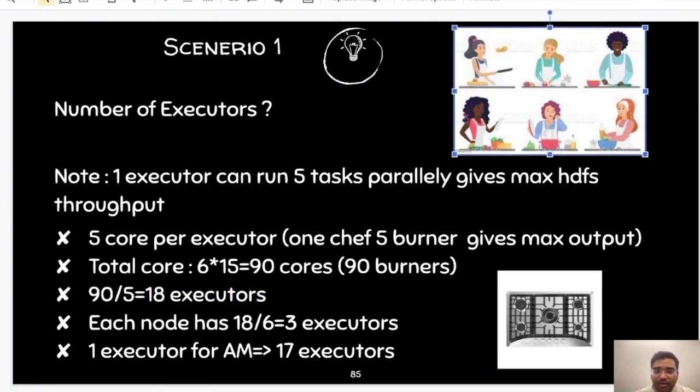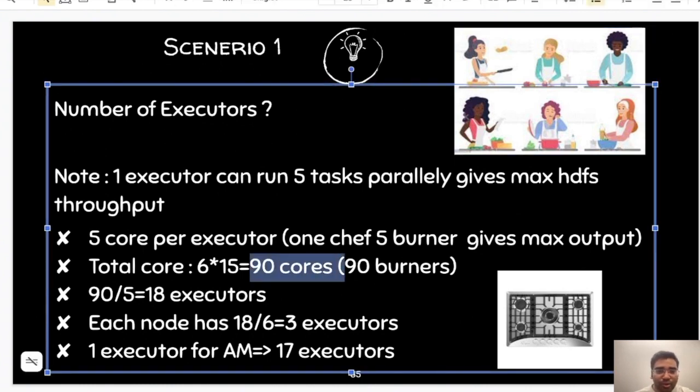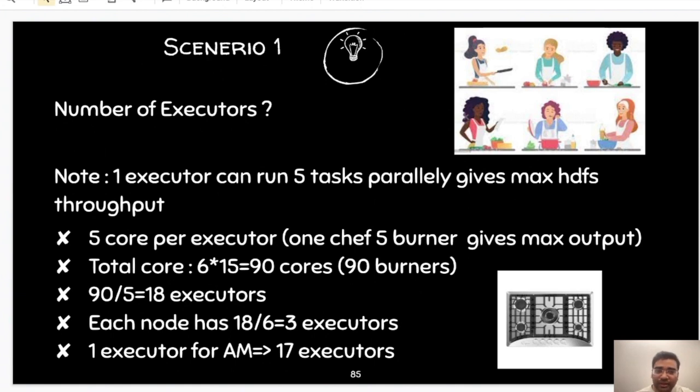The assumption is one chef cannot use all these 16 burners, because we have assigned one chef to one stove having 16 burners. He can use a maximum of five or six, let's say five cores or five burners one chef can use. So out of the 90 burners, 6 into 15, we divide 90 by 5, that means 18.